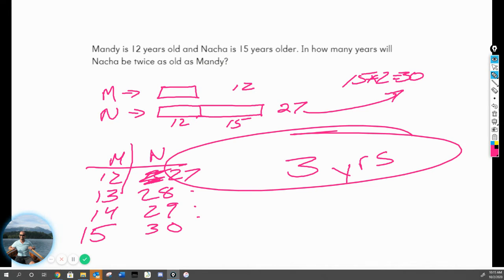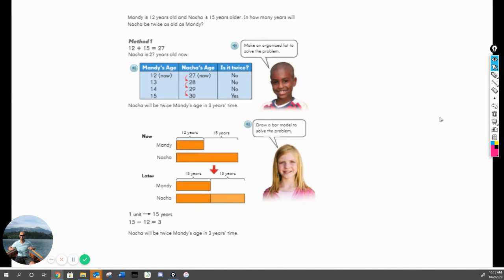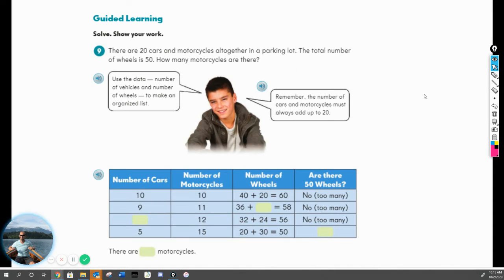I'm dying to see what the book did on this. Well, that's interesting. Oh, they did do what I did. Look at that. I did method 1. Woo, woo, woo. I like that better than the bar model. Pause and read if you want to, and then move on. Oh, this kid's so confident. He makes me feel confident.